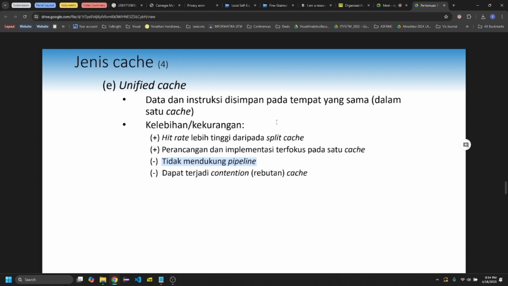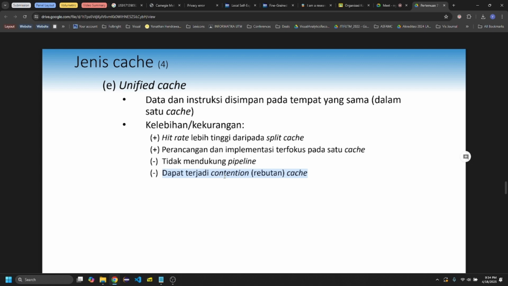However, if there are two cases, one storing the data and the other one storing the instruction, both of them can be accessed at the same time within the same CPU clock, and then the CPU can process both of them at the same time. So that is pipeline.